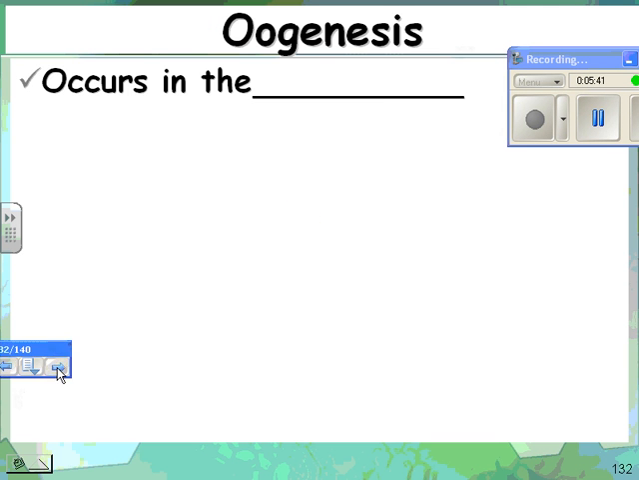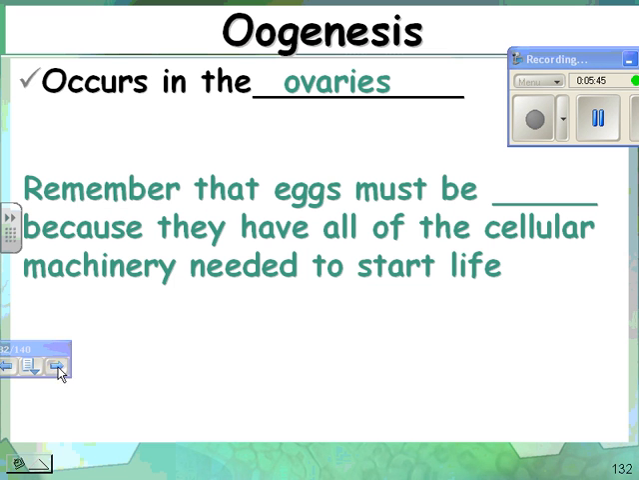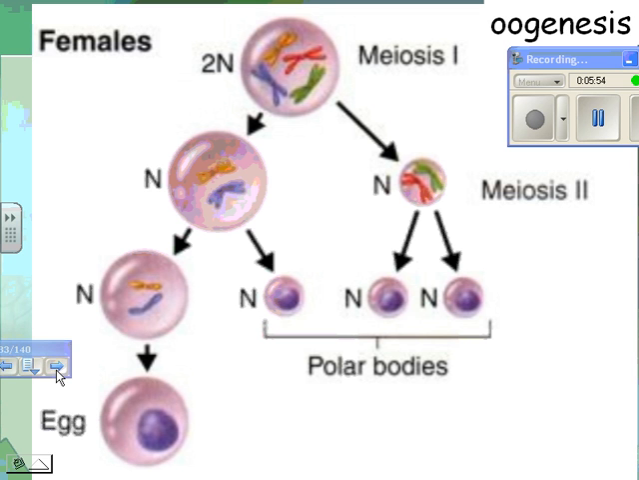Oogenesis is a little bit different. This occurs in the ovaries of females. And remember that eggs must be really big because they have all that cellular machinery needed to start life. So we talked about that a lot in an earlier unit. And here's the crazy, crazy thing that happens. You've got to separate out your DNA so that the egg only has a haploid number of chromosomes and the DNA is unduplicated. So that's got to happen. And that does happen.